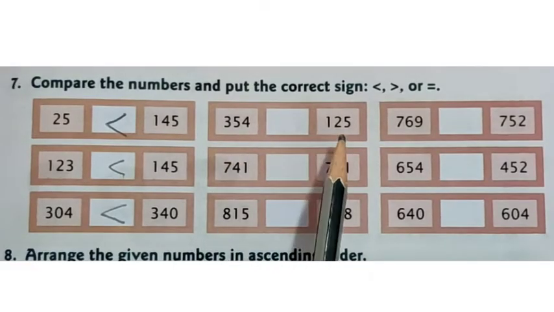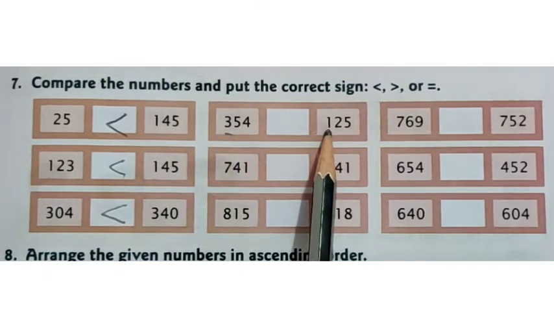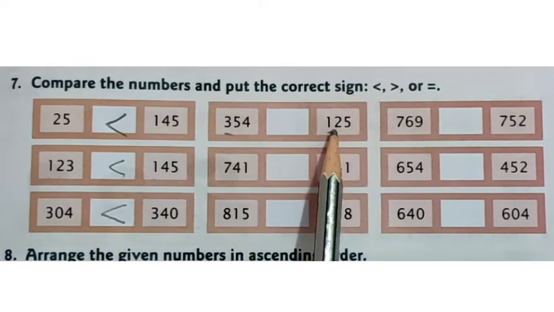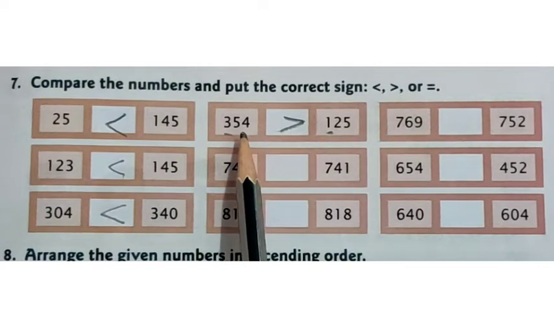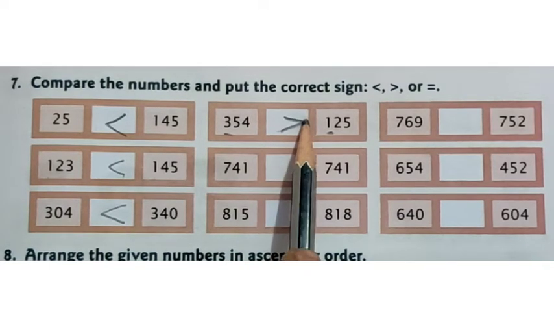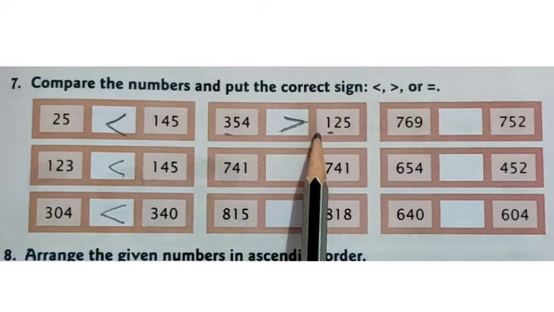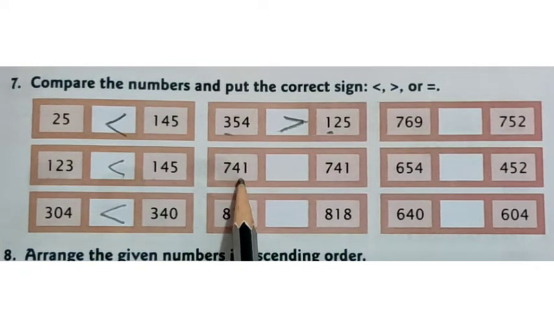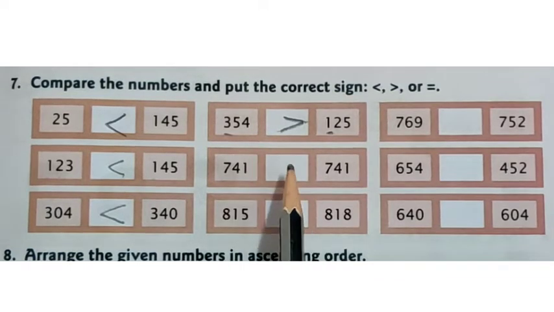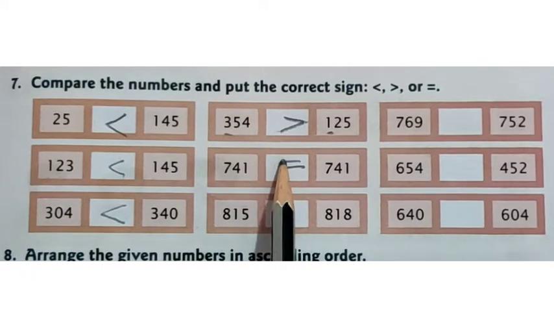354 and 125. Here compare the hundreds place. Here it is 3 and here it is 1. So 1 is smaller than 3. So write greater than sign. This pointed side should point to the smaller number. 354 is greater than 125. Now the next number is 741 and 741. Both the numbers are equal, so write down equal to sign.